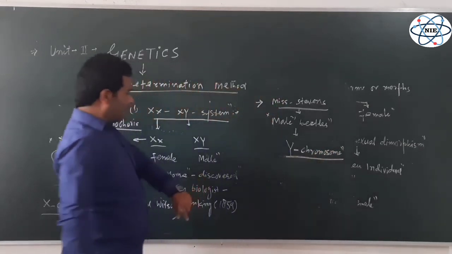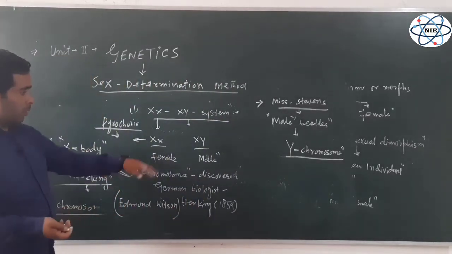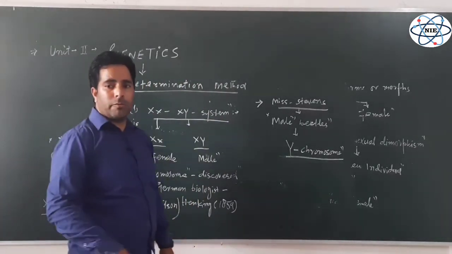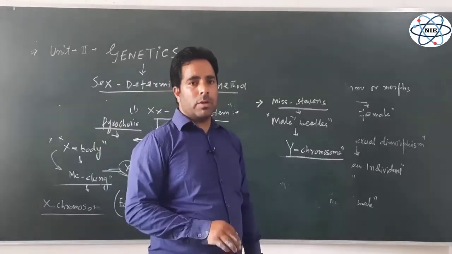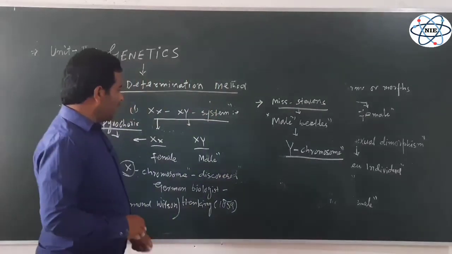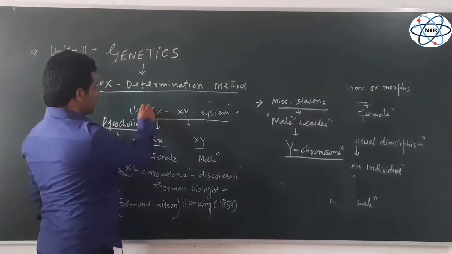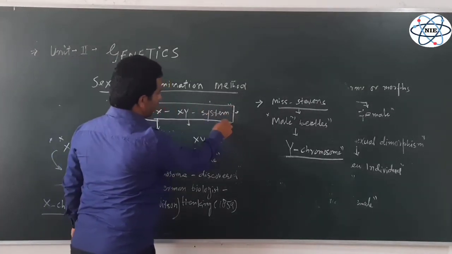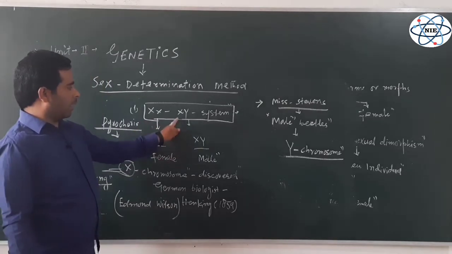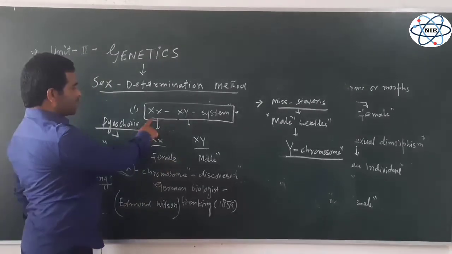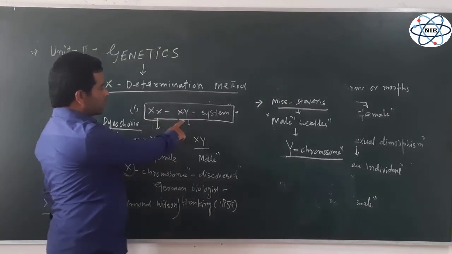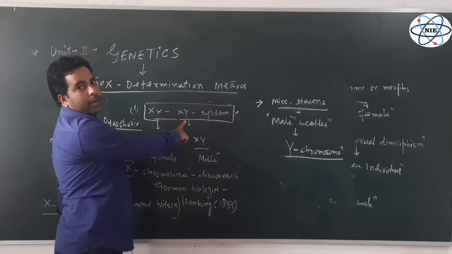So finally, after these discoveries of the X chromosome and Y chromosome, it became a well-established fact in most sexually reproducing organisms that the system responsible for sex determination is of the same type, XX and XY, where XX will be female and XY will be male.